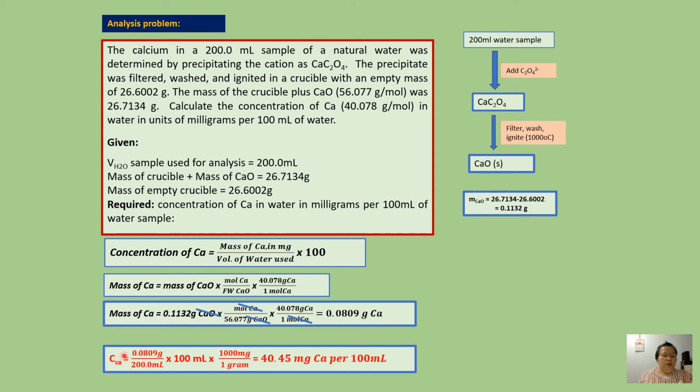Next, we calculate the concentration of calcium. This is equal to 0.0809 grams calcium over 200 ml of water times 100 ml water. Now, if we cancel this ml unit, the unit left is gram calcium. The requirement is milligram calcium, so we multiply this by a factor of 1,000 milligram per 1 gram. By multiplying, we convert gram calcium to milligram calcium. So simplifying, the answer is 40.45 milligram calcium per 100 ml water sample.